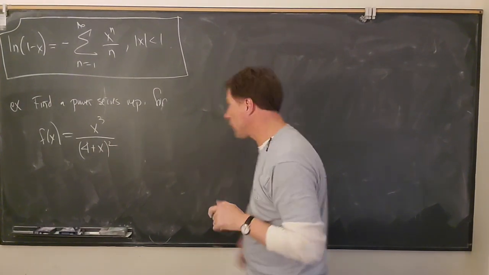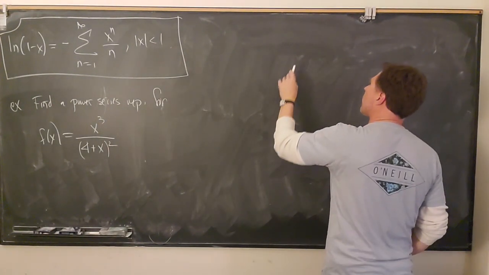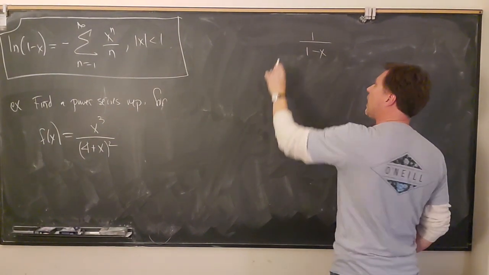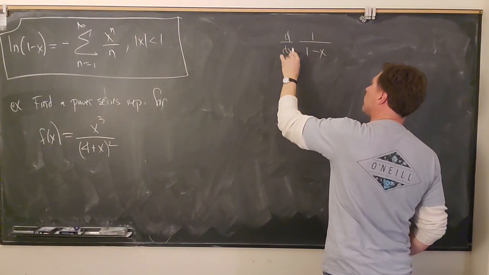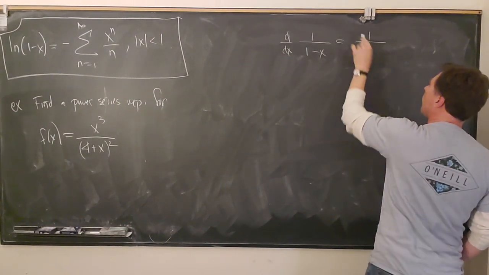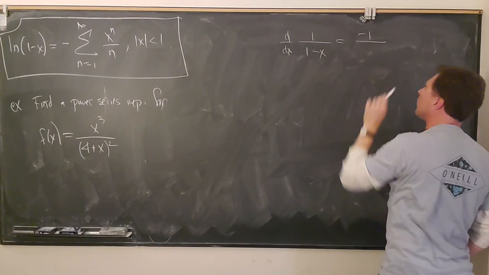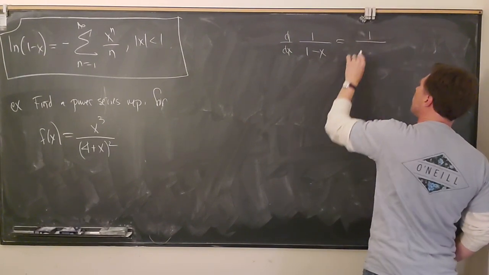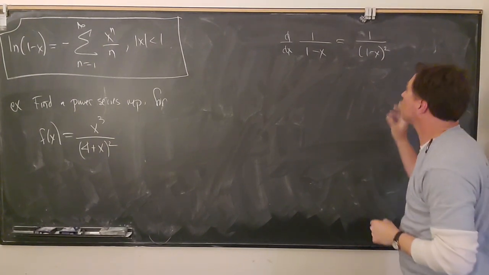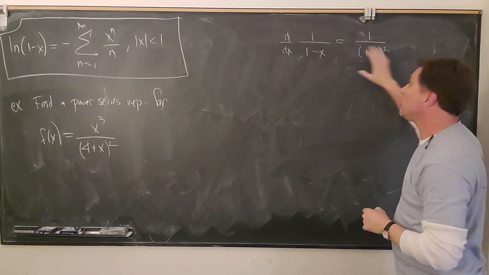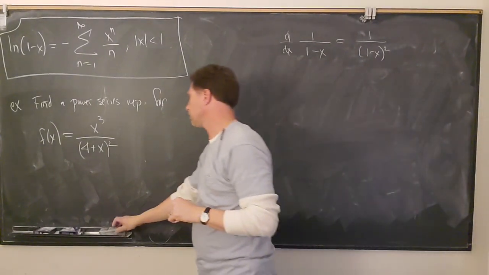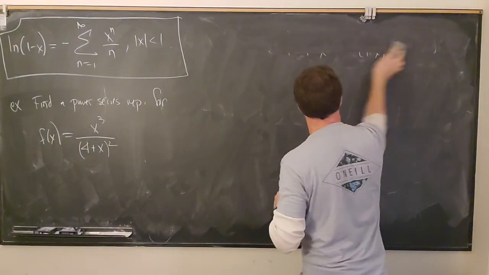And so here's what we want to remember. If I start off, let's say, with 1 over 1 minus x, and I take the derivative, notice what we get. Actually it's positive 1 over 1 minus x quantity squared. So to increase a power, you can take a derivative. We want to use that principle in solving this problem right here.